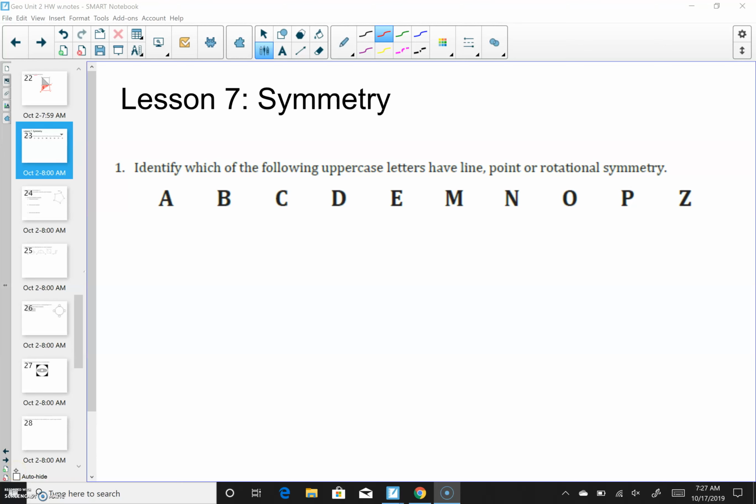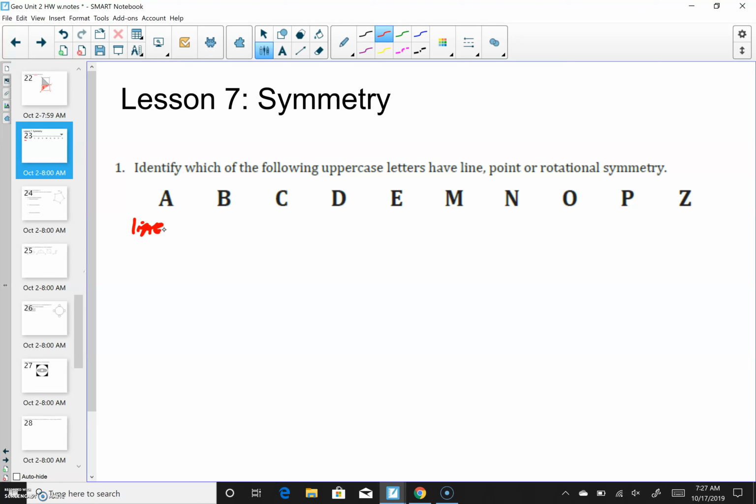So in Lesson 7's homework on symmetry, we're going to spend some time talking about the three different types: line, point, and rotational. So if we look at each letter, A, I see a vertical line of symmetry. A does not look the same upside down, so therefore it's not going to have point. And there's no number of degrees short of 360 that is going to be rotational symmetry.